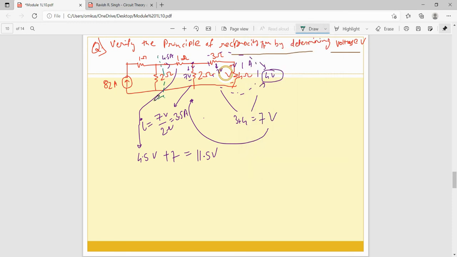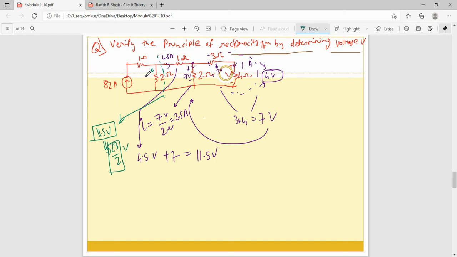Across this 11.5 volt, or you can say 23 by 2 volt, right? So 23 by 2 volt or 11.5 volt. So you are finding this voltage drop, so you are able to find the current flow for this 2 ohm branch.